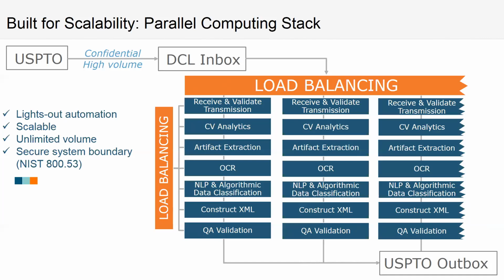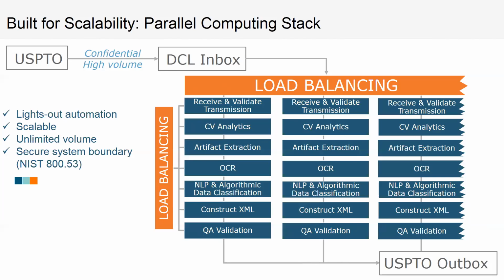If you look at the top, information drops into an inbox at any time, 24 hours a day. Once it's there, we have software that identifies something came in and brings it into the next available computer. Then it goes through the steps which I already described. It's received, we do some validation when it comes in, and then it goes through the computer vision analytics, artifact extraction, all those steps, till it finally goes through the validation at the end, and then gets put into the PTO outbox, which sits on our site, and then it gets picked up.